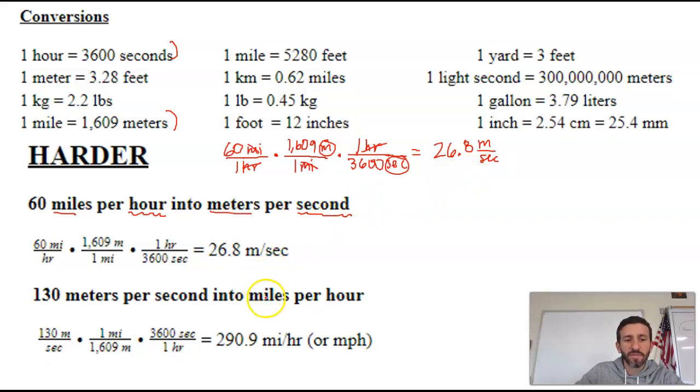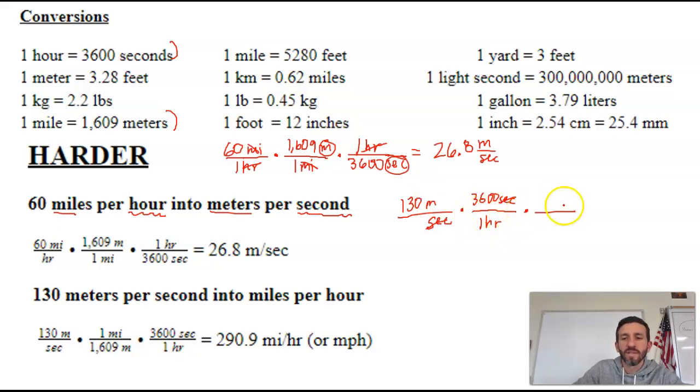Let's do this in reverse. 30 meters per second into miles, so 30 meters per second into miles per hour. This time, I'm going to try to convert the seconds into hours first. So I've got seconds down here, so I've got to put seconds up here. These cancel each other out, and then I have 1 hour down here. Okay, I've got meters per hour right now. I want miles per hour.